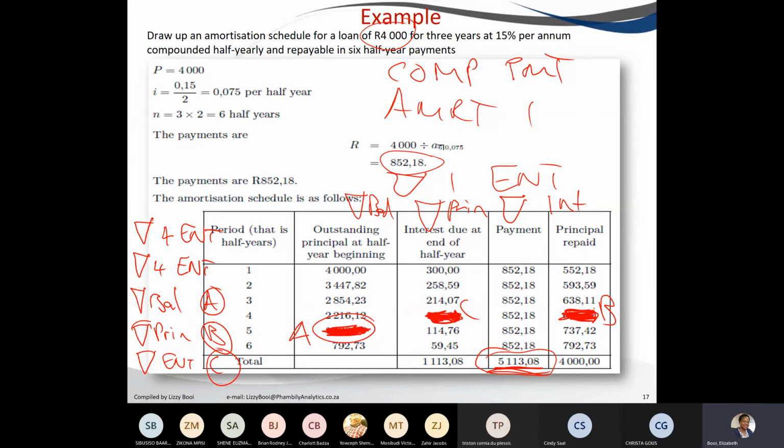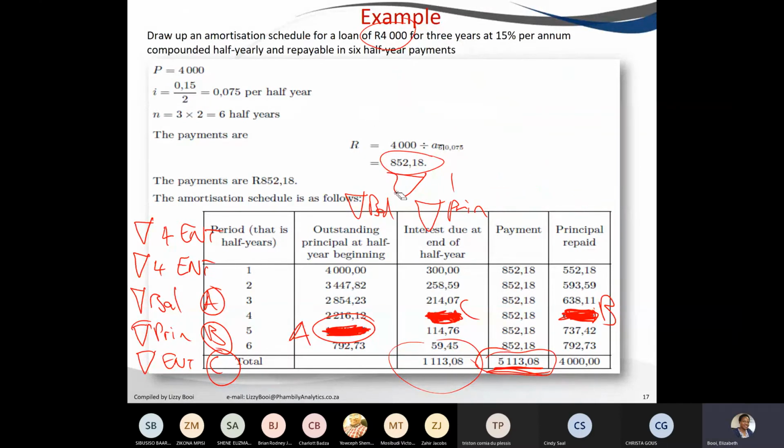Okay, that's one. The other time they might ask you, what will be the total interest at the end of 3 years? It means you'll have to have calculated all the interests that are there and add them together. Alternatively, remember, your payment includes interest. What you do when they ask you what will be the total interest after 3 years is calculate the future value.